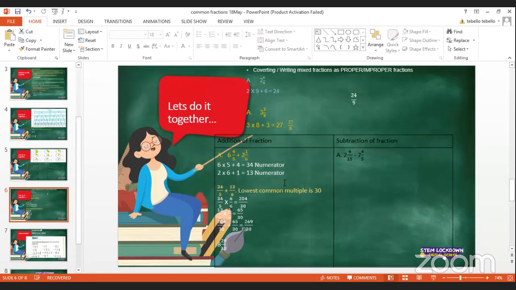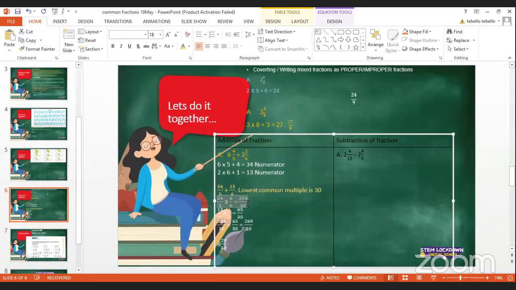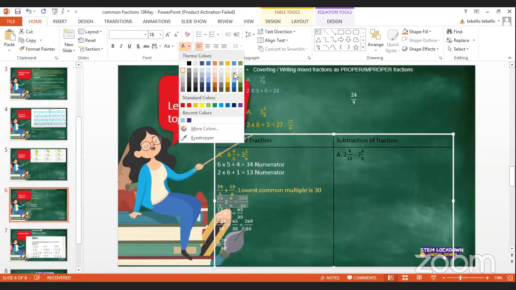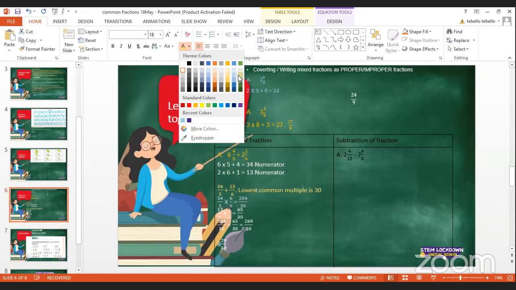Okay, so now we must change our denominators to 30. They must be the same. But again, we must also change our numerators. So step number 3 here. Let's highlight our step number 3. We can make it lime green. This is fine. Okay, let's make it powder blue.